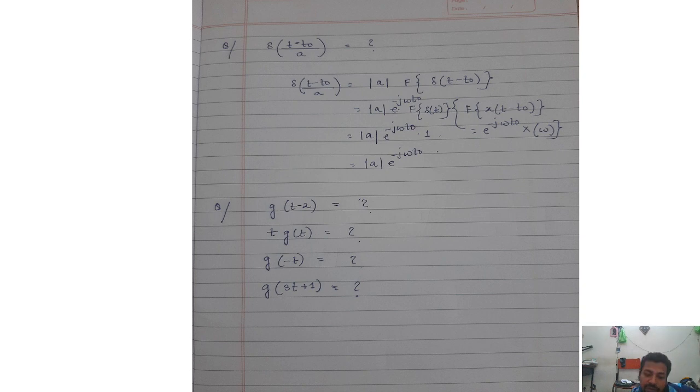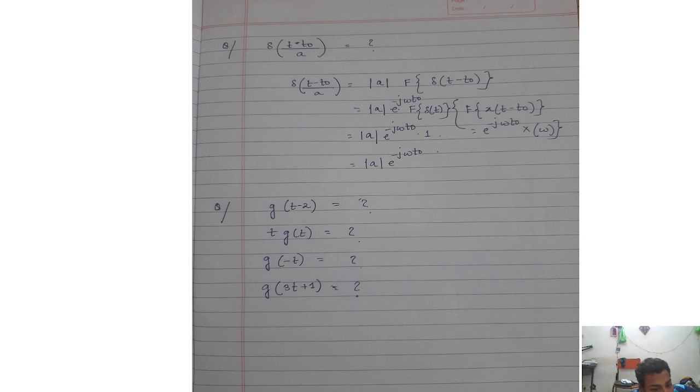For example, the Fourier transform of g(t minus t naught), or x(t minus t naught), can be written as e to the power of minus j omega t naught into the Fourier transform of that signal.